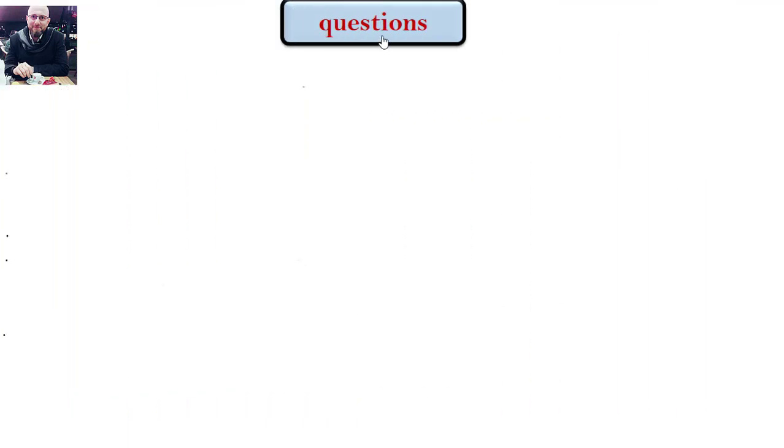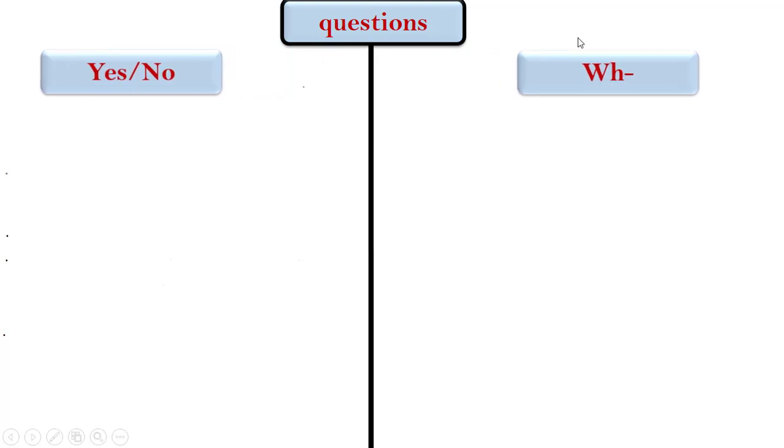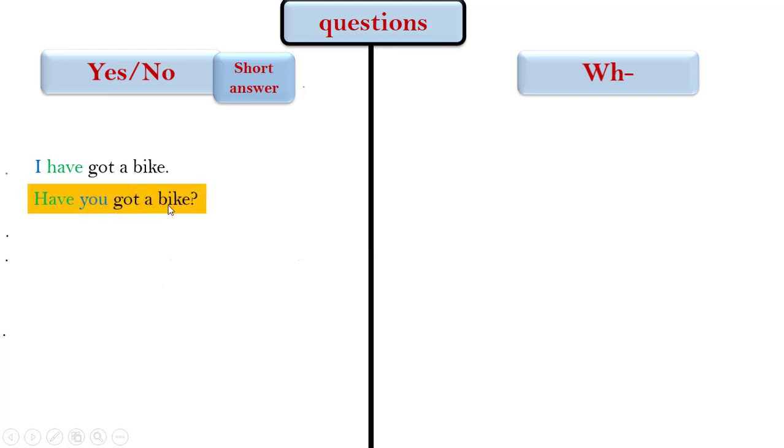Okay, so now the questions with have got, has got. In the questions, we have yes, no questions and WH questions. And with yes, no questions, we have short answers. For example, let's have the first sentence. I've got a bike. So what's the question here? Have you got a bike? We just move subject and have. Because I say I have got, and you ask me, have you got. Here, we say the answer, yes, I have. Yes, I've. Contraction with yes. Wrong.